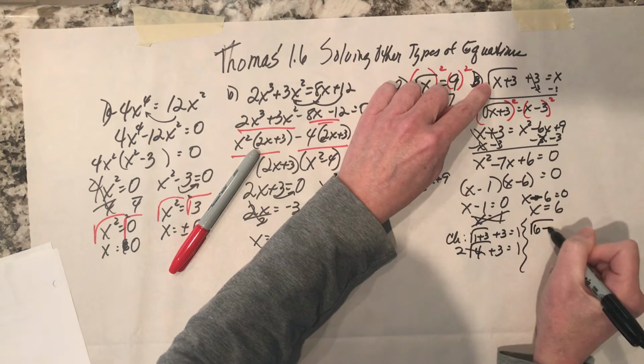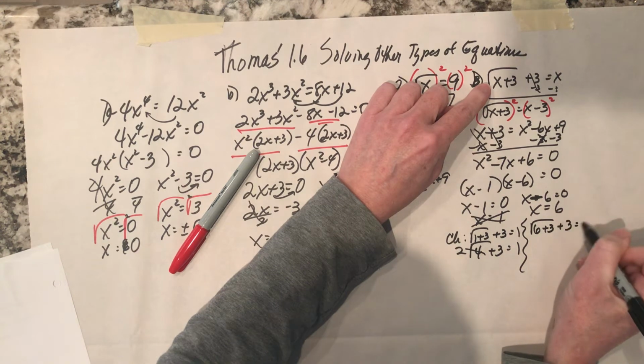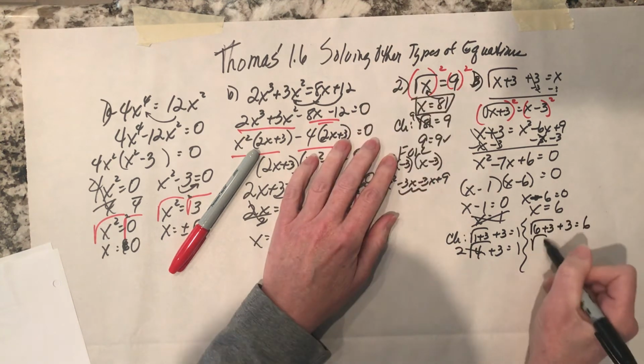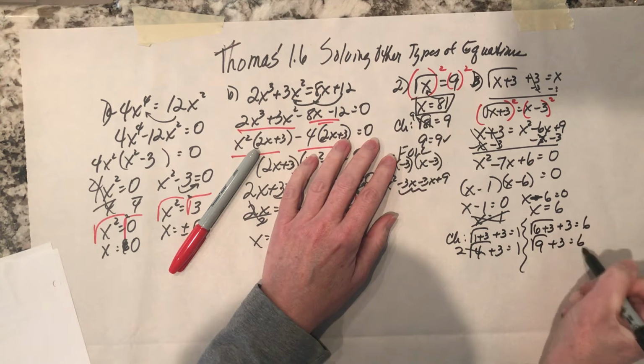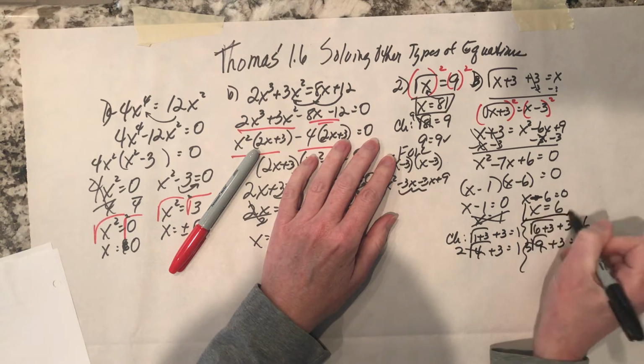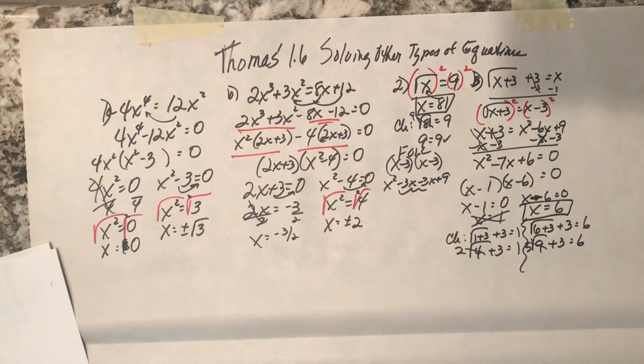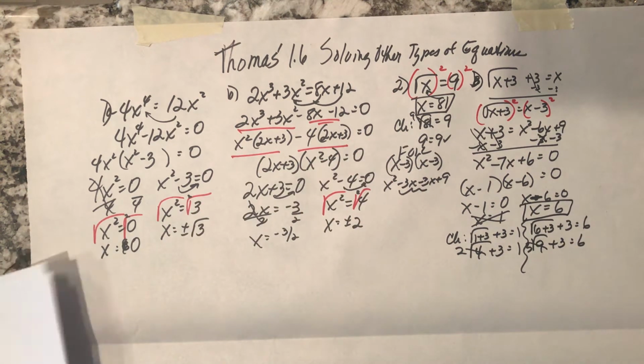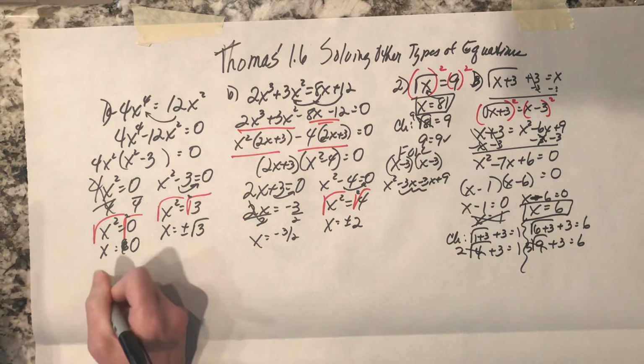The square root of 6 plus 3 equals 6. The square root of 9 plus 3 equals 6. Square root of 9 is 3. 3 plus 3 equals 6. So 6 is a good answer. Our last one is very much like B.